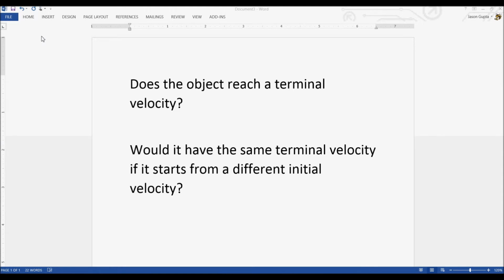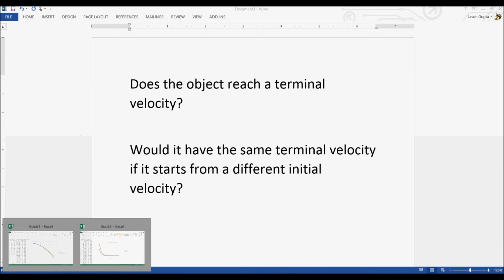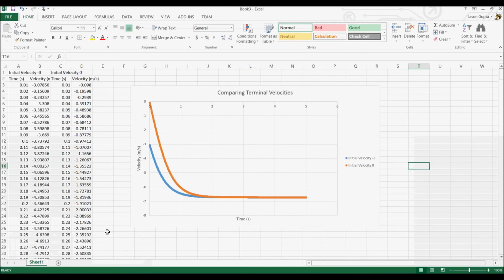What if we were to throw the ball down instead? In this case, the terminal velocity would be the same as an object dropped from rest. This is because an object in a constant environment will have the same terminal velocity despite its initial velocity. Using a computational model, we can test this by setting our initial velocity to something other than 0, in this case, negative 3 meters per second. As you can see in our velocity versus time graphs, both objects reach the same terminal velocity, even though one starts with a faster initial velocity.